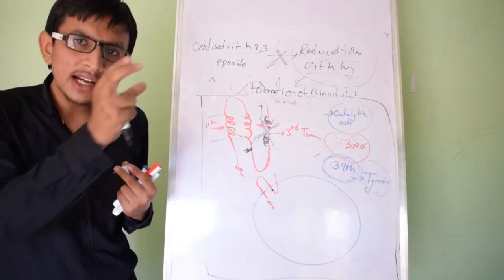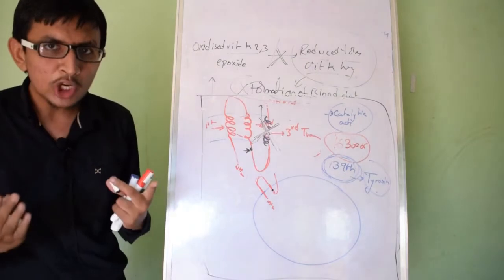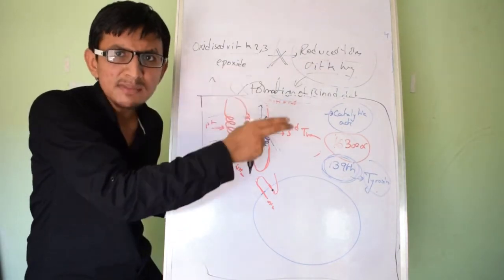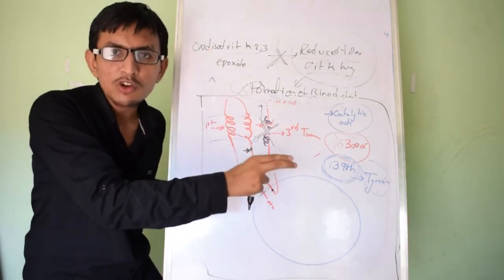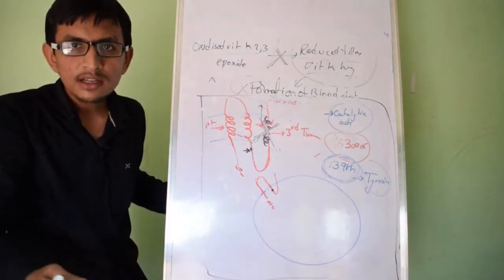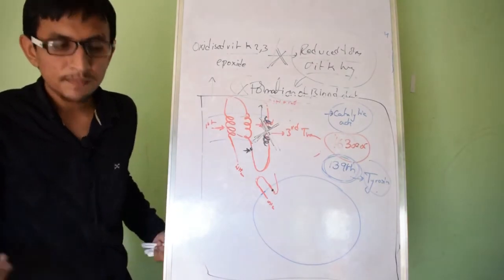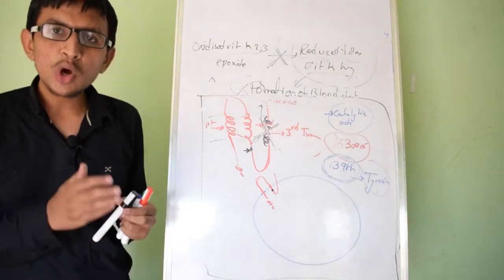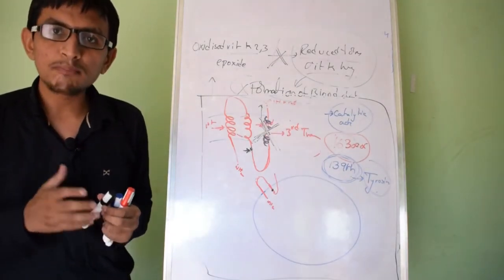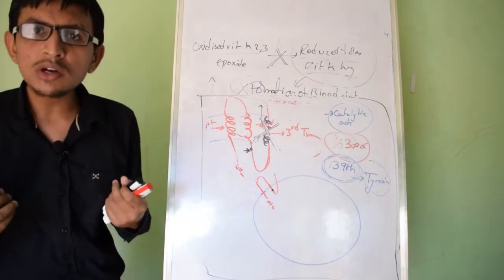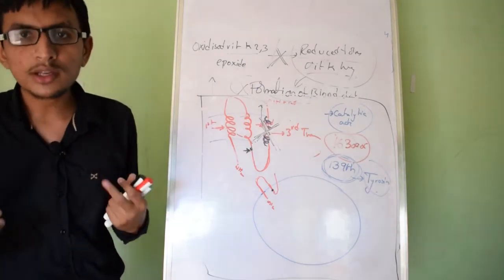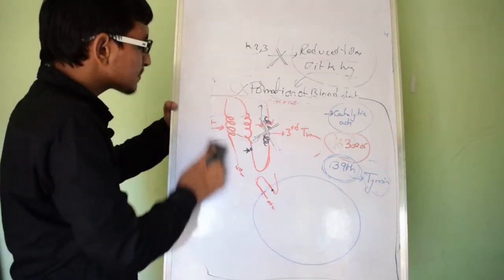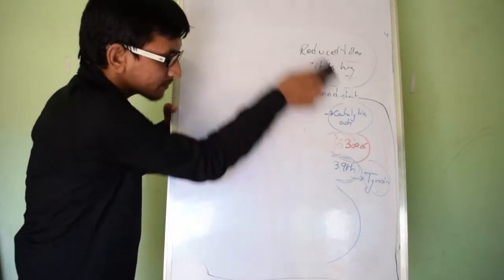Once you understand the mechanism of the formation of blood clot, then you can tell how, by giving warfarin, this mechanism is being disturbed such that it is not forming the blood clot. First of all, I want to explain the process of formation of blood clot, how the blood clot is actually formed in your body. Let's do that. I will rub all this and explain the formation of blood clot.